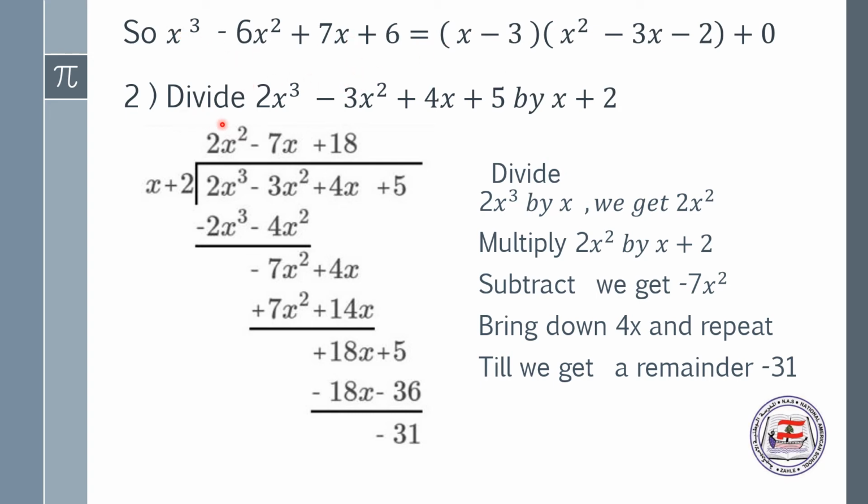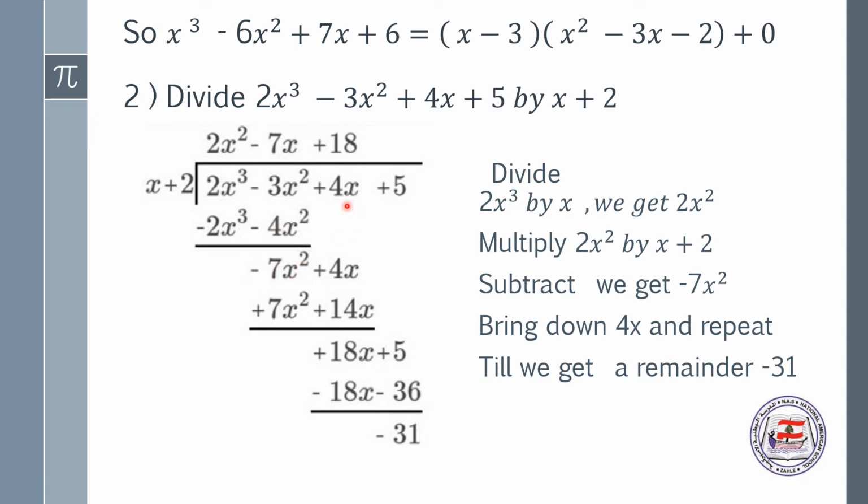Example 2, divide 2x cubed minus 3x squared plus 4x plus 5 by x plus 2. Again, start by dividing 2x cubed by x. We get 2x squared, we write it in the quotient part. Then multiply 2x squared by x plus 2, we get 2x cubed plus 4x squared. Subtracted from the first part of the dividend, we get minus 7x squared.